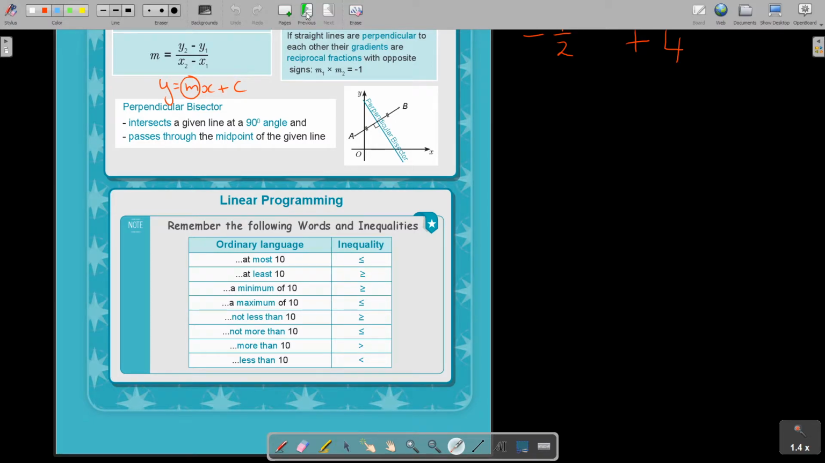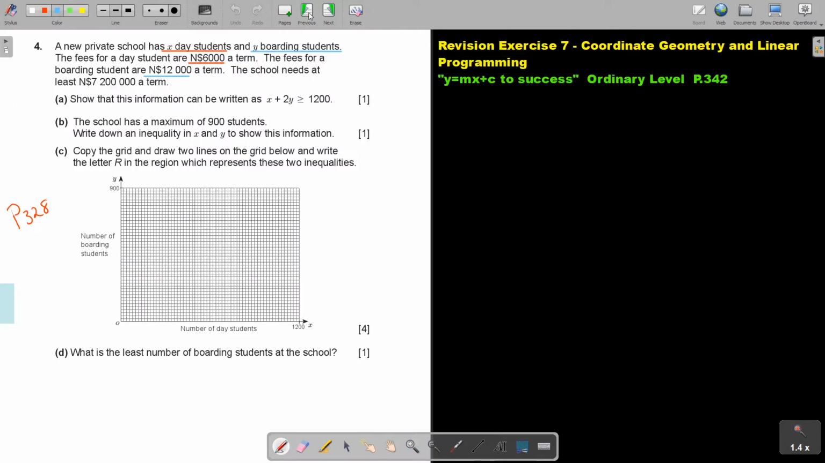Okay, so I think that was the previous one. Okay, but let's just go back. The school needs at least, do you see there? And I want to show you. Let's just take another color. The school needs at least this one.